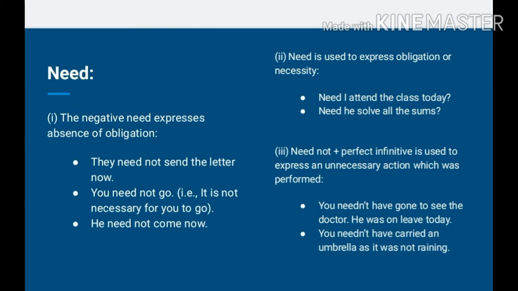Look at the formation in the first sentence. Need not have gone to see. Here, need not plus have gone is the perfect tense plus to see. To see, to infinitive is used. See the second sentence. Need not have carried. Need not plus have carried is a perfect infinitive. So here we can see this particular formation is clearly used to express an unnecessary action which was performed already.